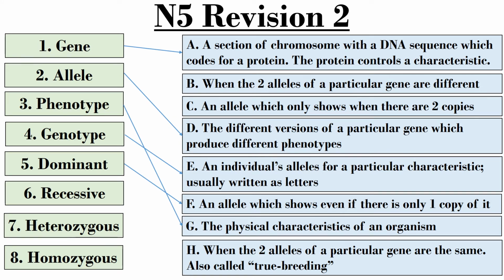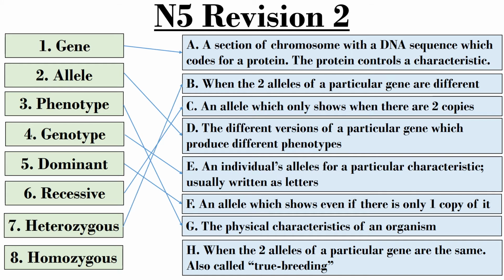And 6, recessive. So that's C, an allele which only shows when there are 2 copies of it. So if your sister had blue eyes, then that would mean that she's got 2 copies of that recessive allele, 1 from your dad and 1 from your mum.